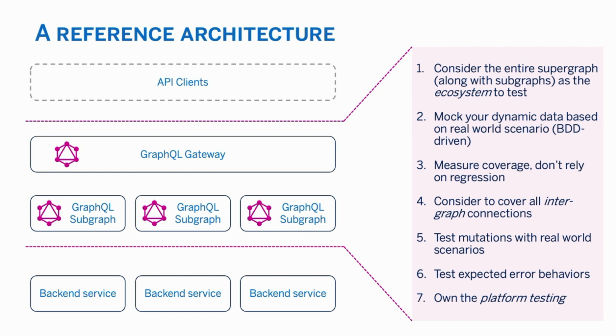Second is you need to mock your dynamic data based on real world scenario. You can't just make dynamic mocks based on swaggers. They mean nothing by default. So don't do it. If you do it, you already accept another step back in the confidence of your testing.